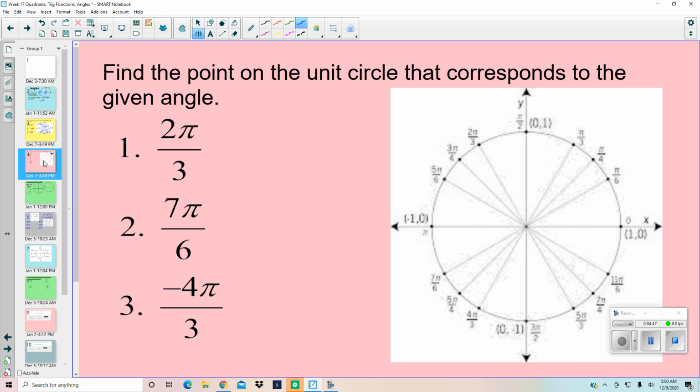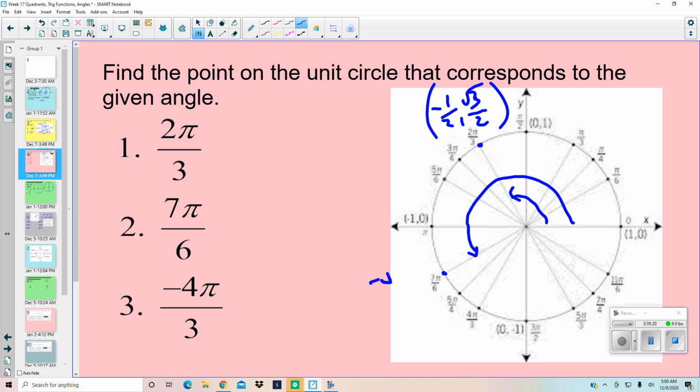Now, if we move on to radian measures, 2 pi over 3 is right there. Okay, so that ordered pair at 2 pi over 3 is negative 1/2, root 3 over 2. Seven pi over 6. So that's pi and 1/6. So pi is here, 1/6 more is going to be right there. That ordered pair is negative root 3 over 2, negative 1/2.